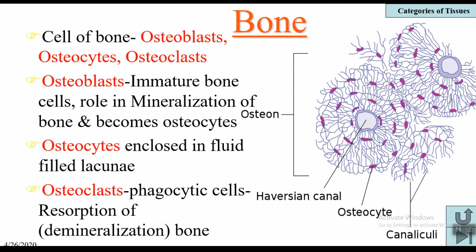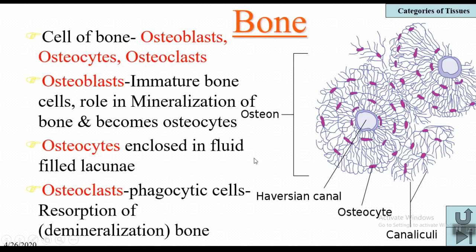This bone contains the osteoblasts, which are immature, and after maturation these osteoblasts become osteocytes. These osteocytes are enclosed in a fluid filled space called lacuna, like what we have studied in cartilage. And the third type of cells are osteoclasts, which are phagocytic cells of the bone. That is, they kill the microorganisms found in the bone tissue, and they are also responsible for resorption of the bone, that is, demineralization of the bone.